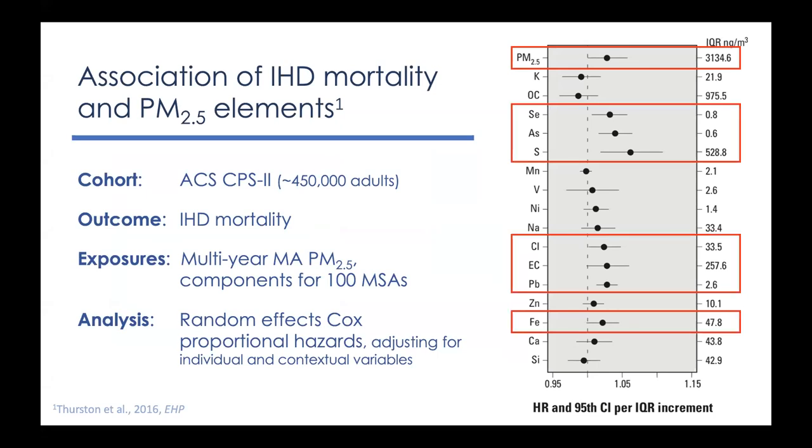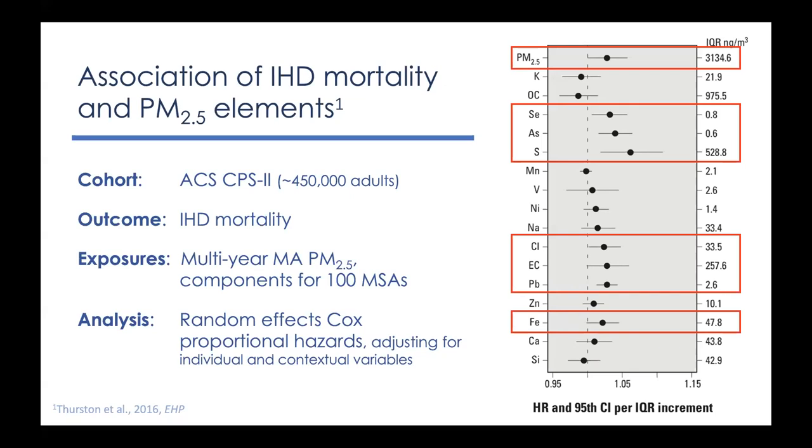And this slide shows results from one such study, which is a subset of the ACS study, or the Cancer Prevention Study 2, which includes about 450,000 adults. And it did so for one outcome, which is IHD mortality, or mortality from ischemic heart disease, which is one of the main causes of cardiovascular death in the United States. They assessed exposures over multi-year time periods for 100 MSAs in the United States, and they used random effects Cox models, adjusting for individual and contextual covariates.